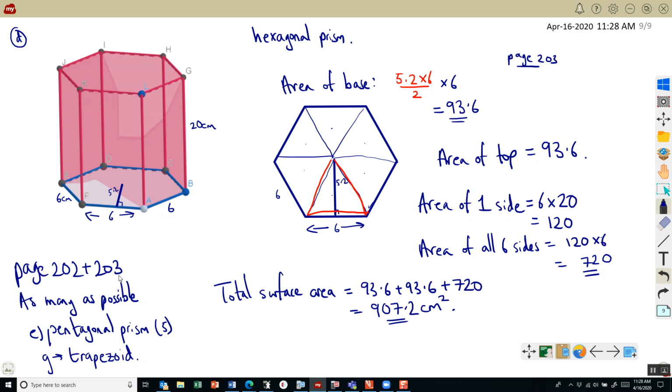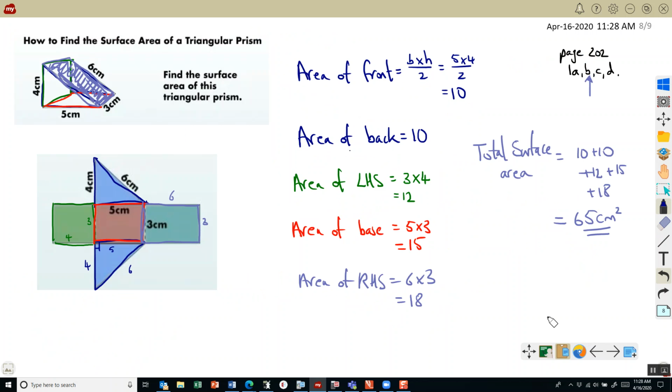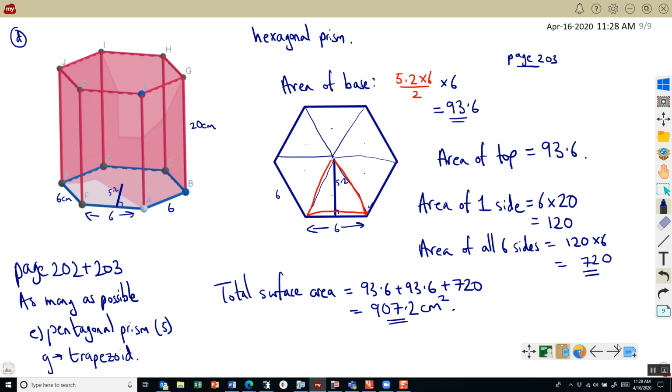So page 202, 203, complete those questions, and please set out your work nice and neatly, stating everything that you're doing. So the area of each side and then the total. And you can use your calculator.